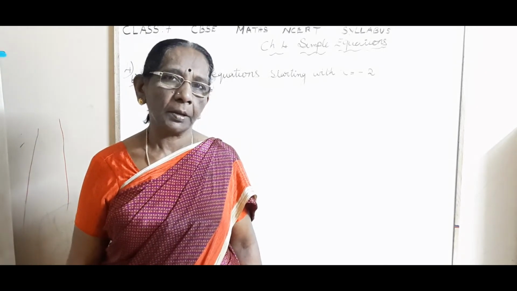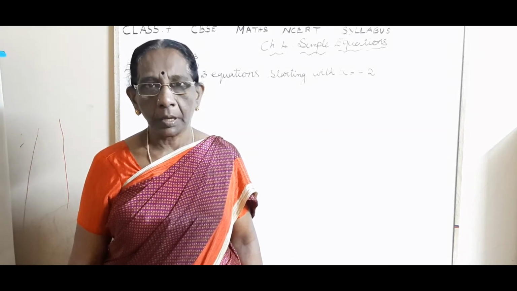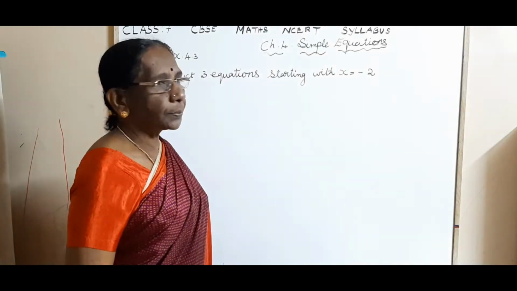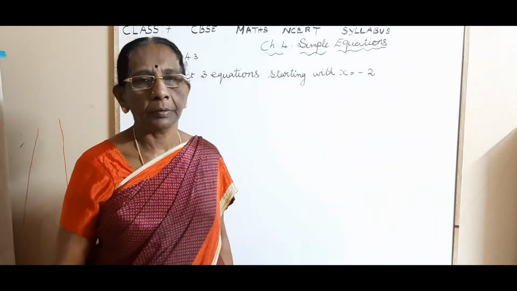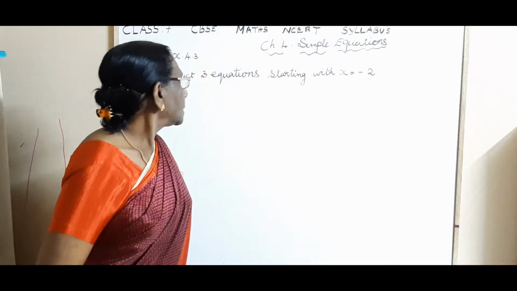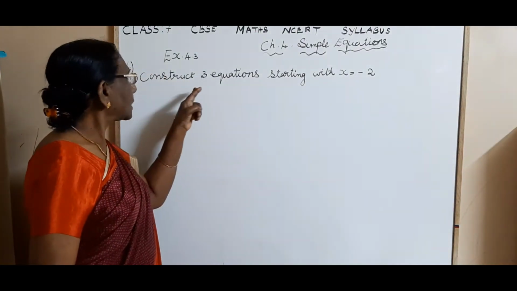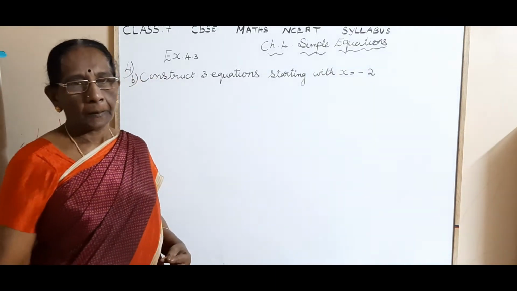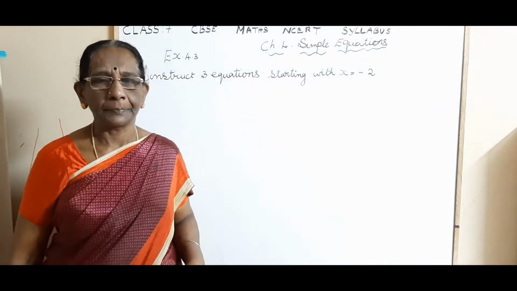In this session, we are going to continue chapter 4, Simple Equations, and exercise 4.3. Question number 4: construct three equations starting with x is equal to minus 2. What is the meaning of this question?